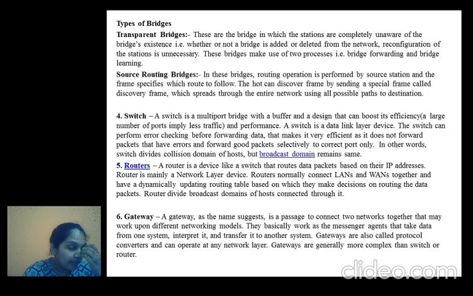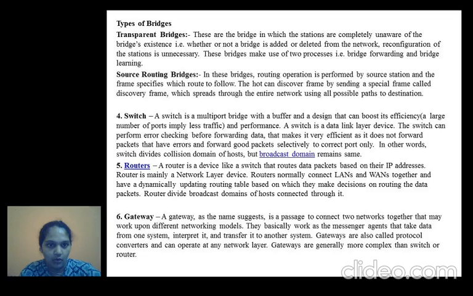What do you mean by that? A large number of ports implies less traffic and more performance. A switch is a data link layer device. A switch and a bridge are data link layer devices. The switch can perform error checking before forwarding the data. A switch helps us find out whether an error has occurred in the data packets or not. This is one of the facilities of a switch.